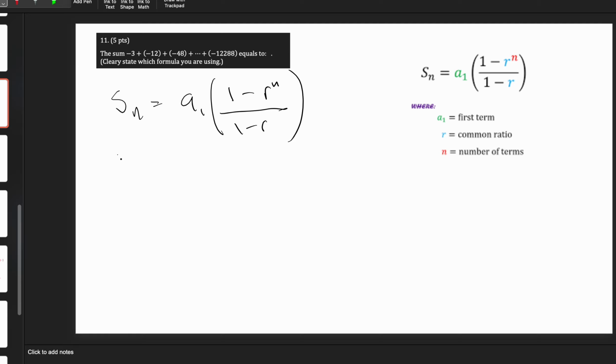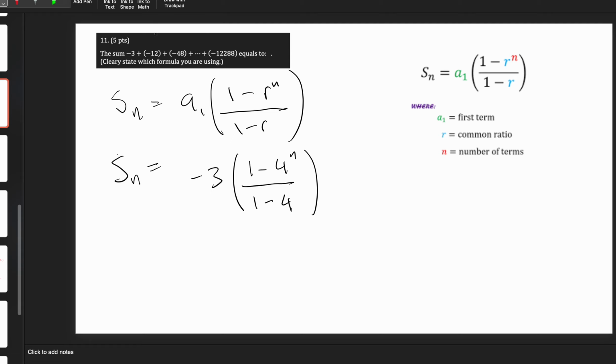I'm going to plug in the numbers that we know, and then you'll see a problem, and we'll resolve that problem. So S sub n here is going to be, a sub 1 is the first term, so that's minus 3. What's the common ratio? Well, the common ratio is 4. I hope that you can see that. You're multiplying by 4. So this is 1 minus 4 to the n all over 1 minus 4. Okay. Well, now the problem is I don't know what value of n I should plug in. n is the number of terms, but what is the number of terms?